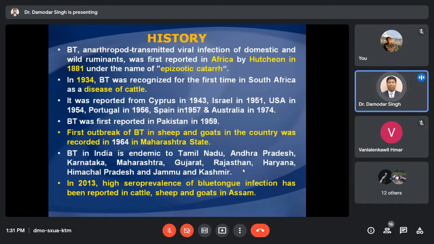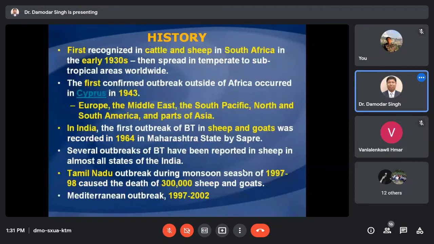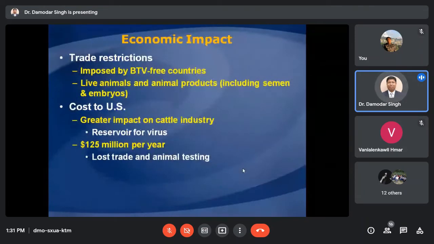And the history part, I'm just skipping it. Please go through it. Then the economic impact, the economic importance of the disease, as we have already discussed many times. It is mainly due to trade restrictions and the involvement of vaccination, treatment course, labor charges, and all these things, leading to an economically important disease. It is one of the economically important diseases of sheep mainly, but sometimes in cattle also, right?